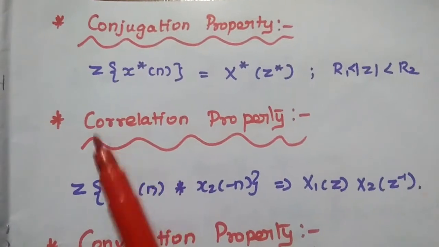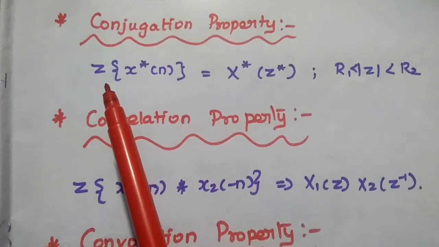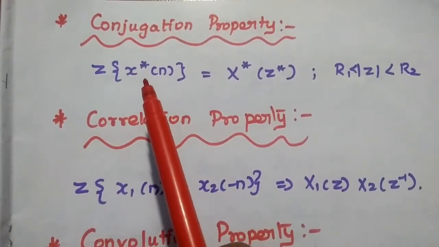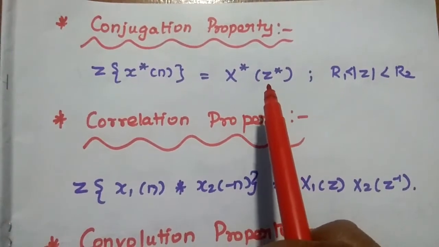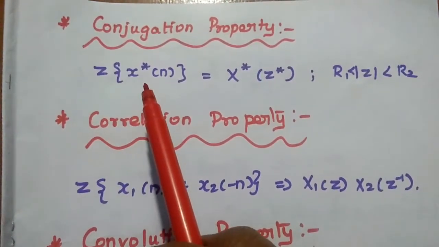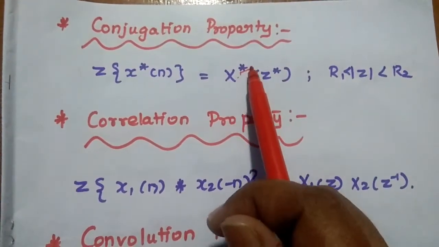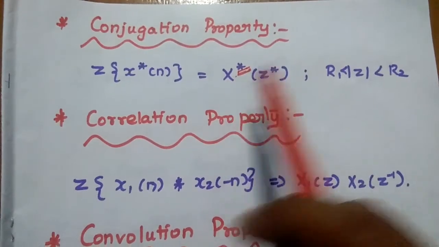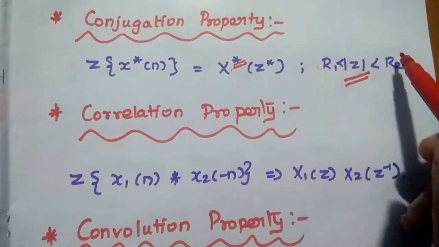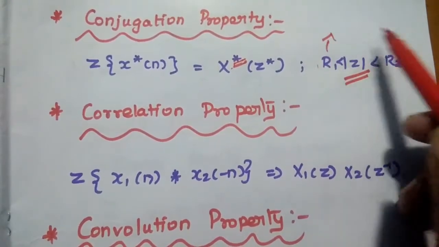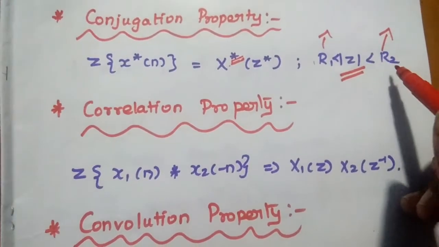The other properties are conjugation property. Conjugation property means if I take the Z transform of the conjugate of the given signal x of n, it results in the complex conjugate of the transform. That is, Z transform of x star of n is equal to X star of z star. Star represents the conjugate value. So here the ROC is in between R1 and R2. R1 is for the x of n, R2 is for the region of convergence of the complex conjugate value.